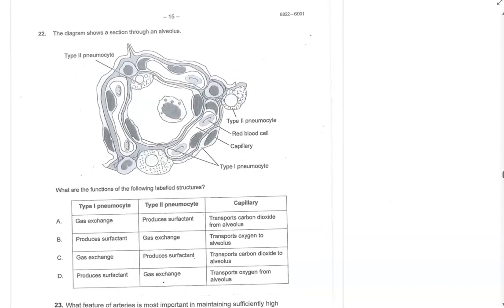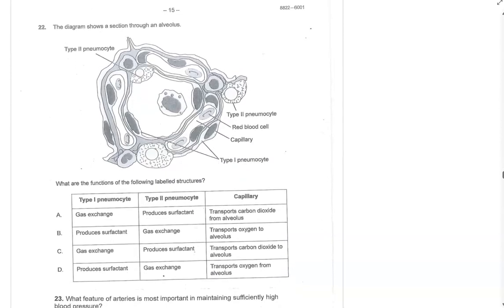Number 22. So you've got a section of an alveolus here. What are the functions of the following labelled structures? So type 1 pneumocyte, we know that the answer to that is gas exchange, so we can remove that. Type 2 pneumocyte, we know it's surfactant, so it's still A and C. Then the capillary transports carbon dioxide from the alveolus. No, but it transports carbon dioxide to the alveolus, so that's C.